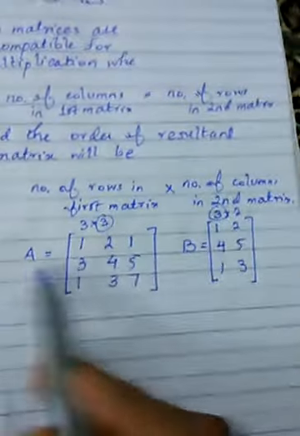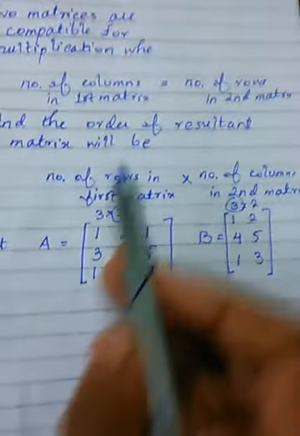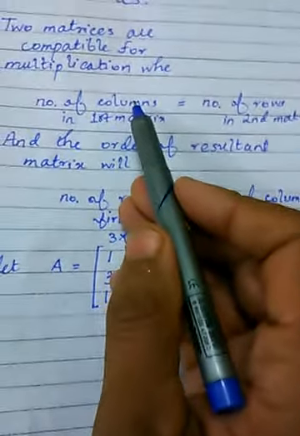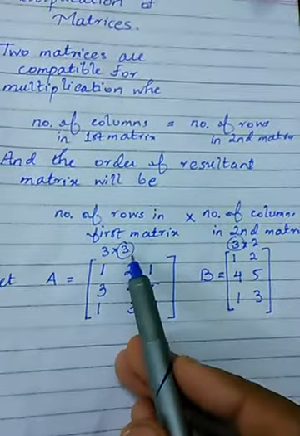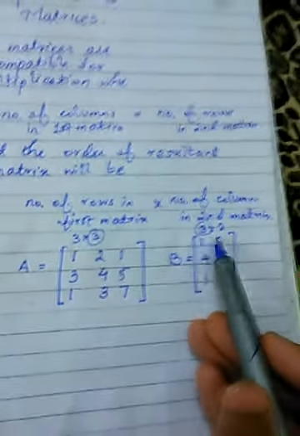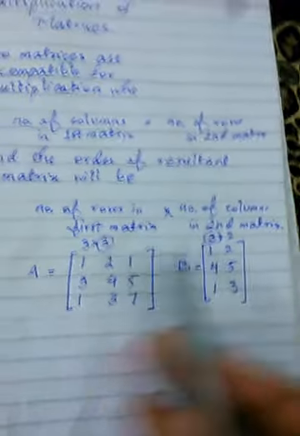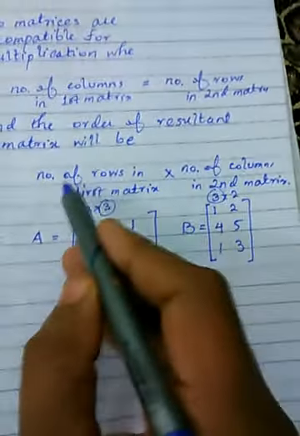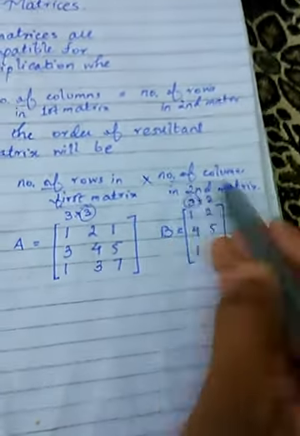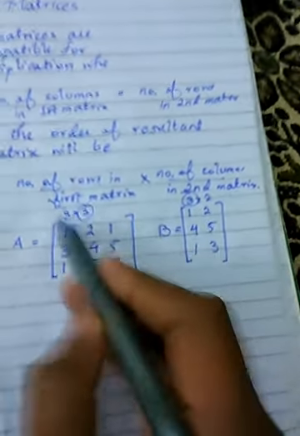Again, we have to check this condition: the number of columns in the first matrix should be equal to the number of rows in the second matrix. Number of columns in the first matrix is 3 and number of rows in the second matrix is 3. So these two matrices are compatible for multiplication, and the order of the resultant matrix will be 3 cross 2, the number of rows in the first matrix cross the number of columns in the second matrix. So A multiplied by B.